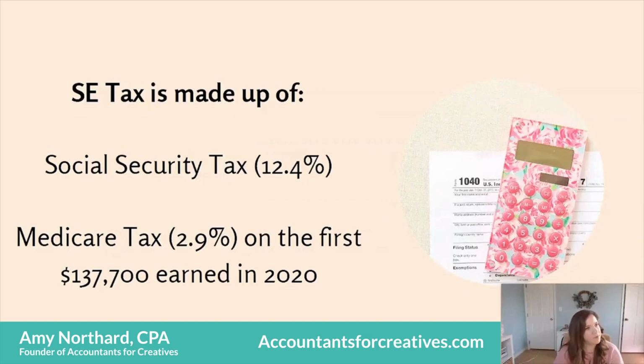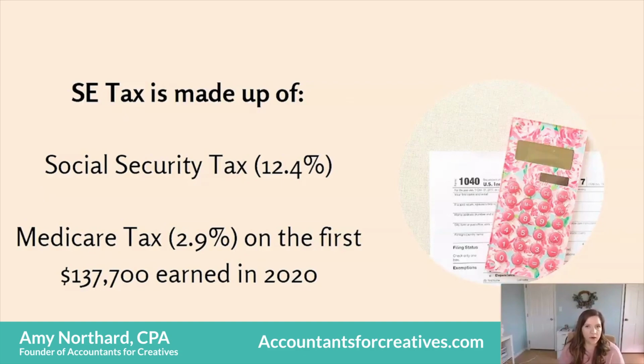So, like I just mentioned, you have two types of main taxes on your return, but then we can break down self-employment tax even further into Social Security tax and Medicare tax. And in 2020, the Social Security tax was only on the first $137,700 that you've earned. So that is the breakdown of those taxes.